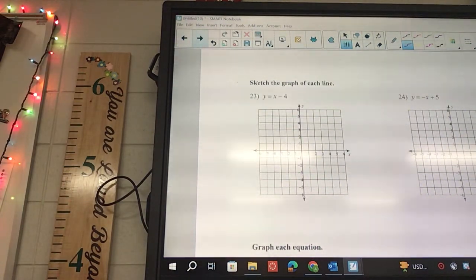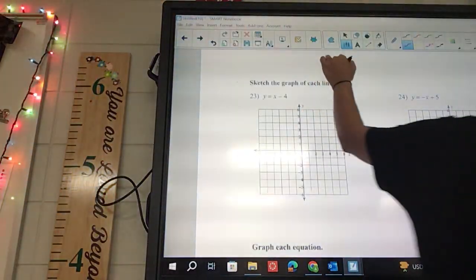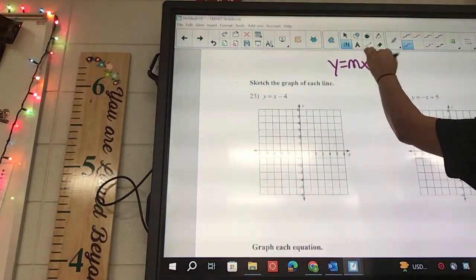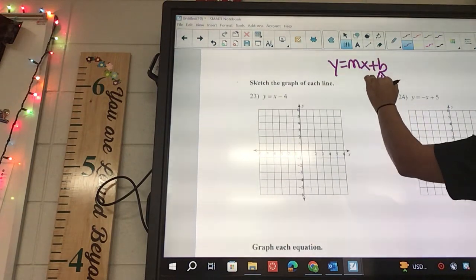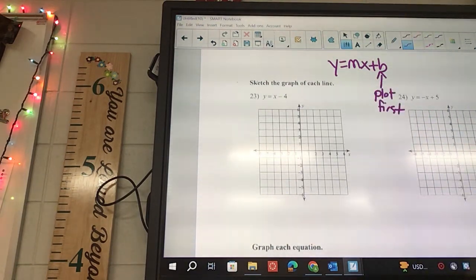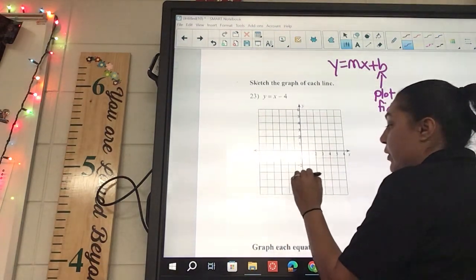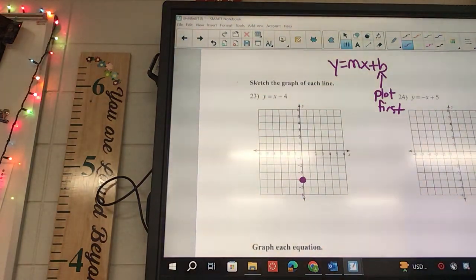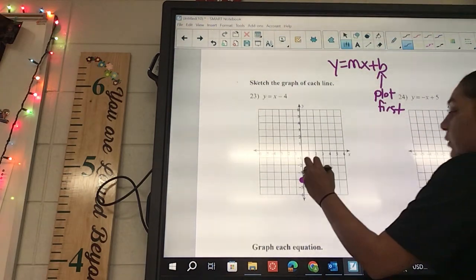Okay, 23. Again, we're going to sketch the graph of this line. It goes in this form of y equals mx plus b. Okay, you plot this one first. So we're going to go to the y line and find the -4 and put your dot. What is the slope? 1 over 1. Okay, I'm going to go up 1 and over 1. Which way? To the right.